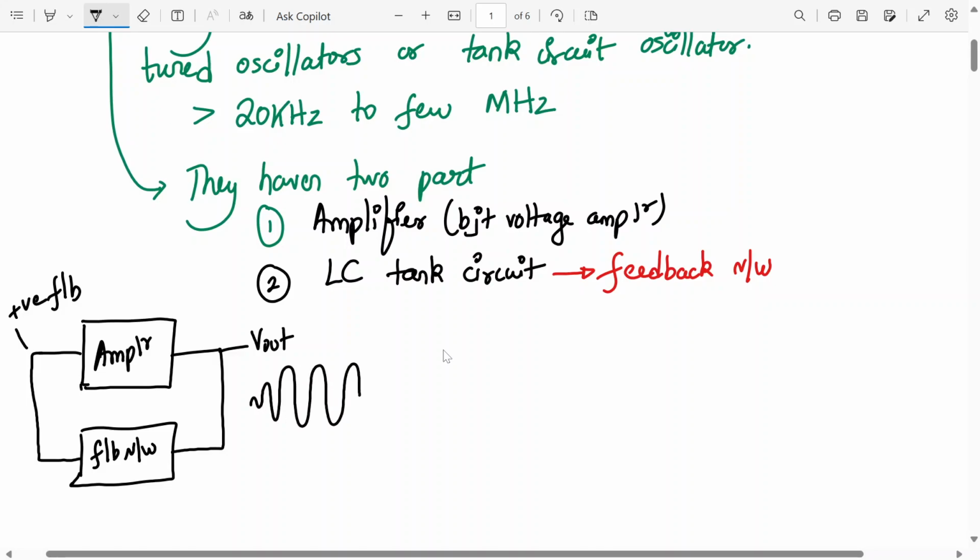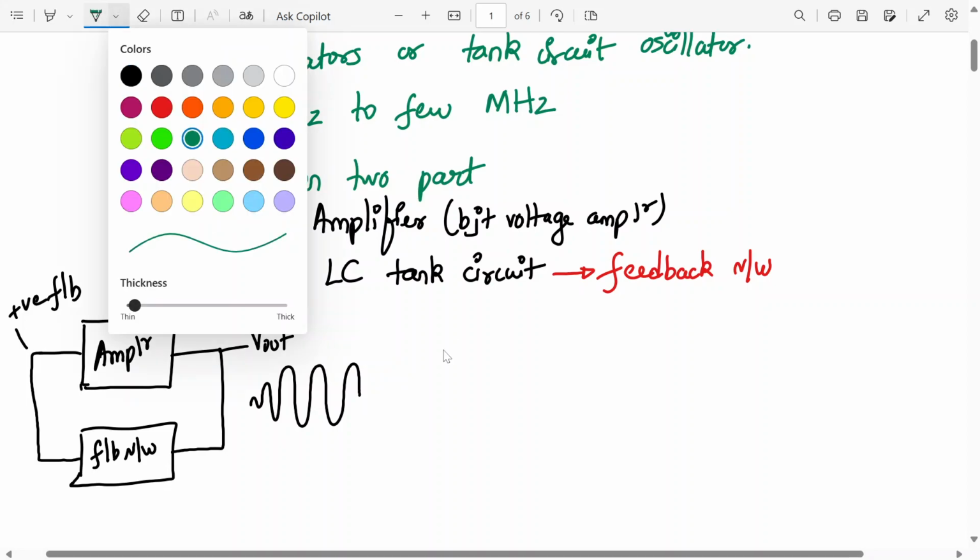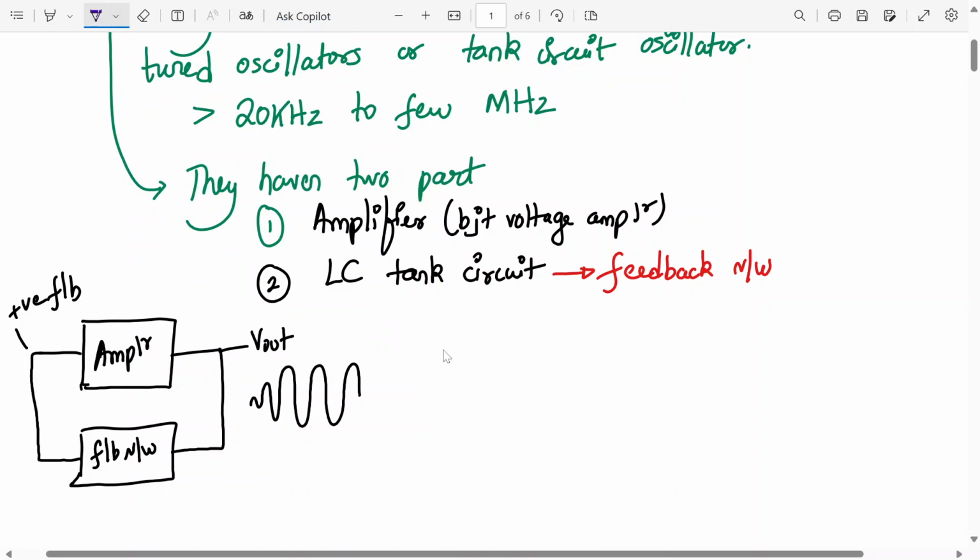Yes or no? And the overall phase shift. What is the criteria which we have to follow? The overall phase shift around the loop. So let's say the gain of the amplifier is A1 and the gain of the feedback network is K. So the phase shift between A1 and K should be 0 or 360 degrees, and the magnitude of A1 into K should be greater than or equal to 1 at the start. So these two criteria should be followed.